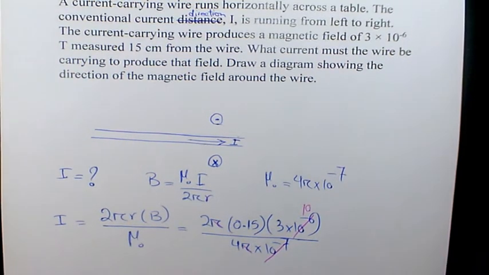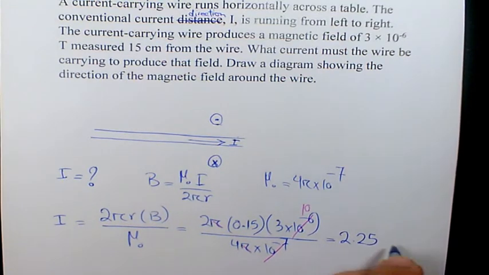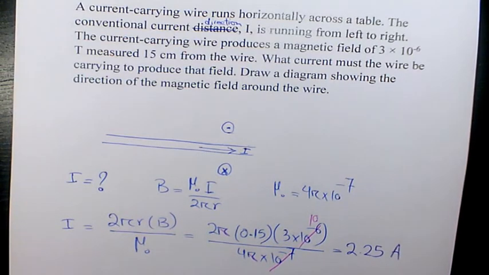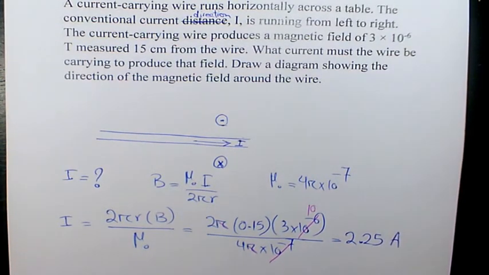It's going to give me 2.25 ampere. So that's going to be the electric current in the wire.